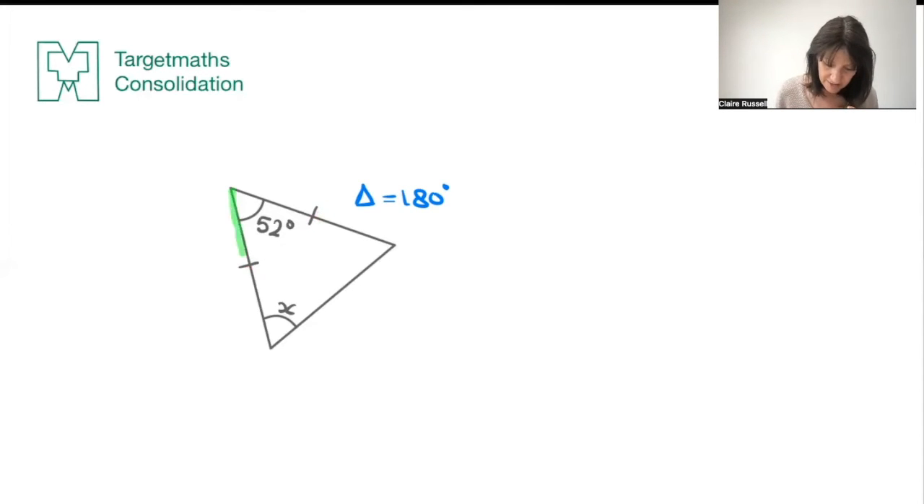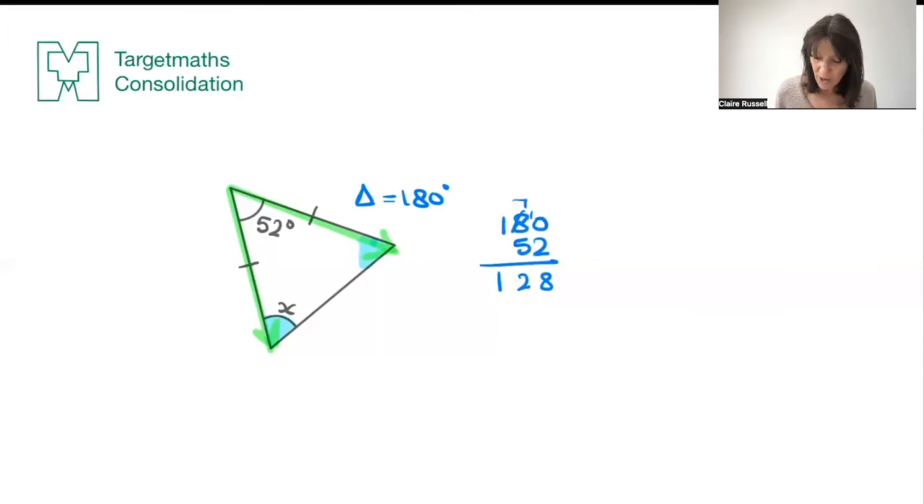So if I highlight the two lines, that points to the two angles that are the same. So I now know a little bit more about this diagram. I know that this X here is equal, the exact same size as this angle here in that corner of the triangle. So I'm going to start off by taking away what I know. 180 take away 52. So 10 take 2 is 8, 7 take 5 is 2. So I've got 128.